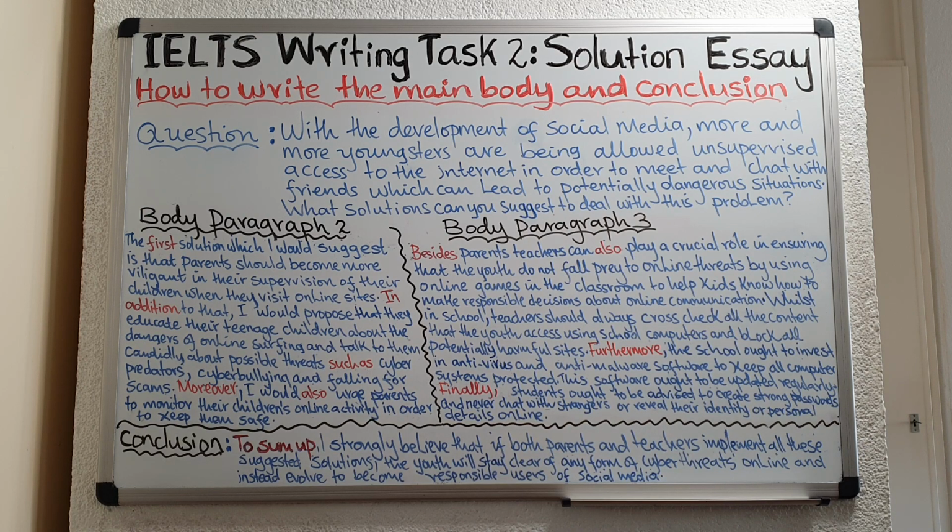So in the conclusion, the examiner is looking for 3 things. First, begin with to sum up. Secondly, tie the 2 key points you have talked about in body paragraph 2 and body paragraph 3 together. The third point, give the final result. Once the solutions have been implemented, what will happen? Okay? Now there you go. That's how you're supposed to write the main body and the conclusion of this particular essay question.